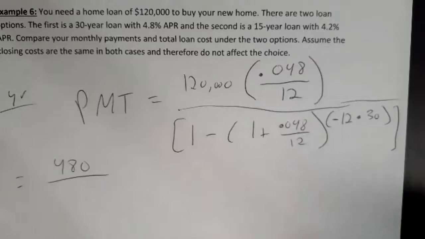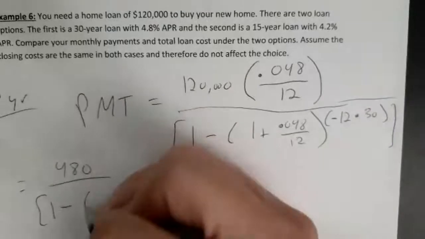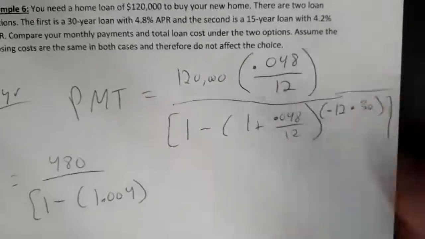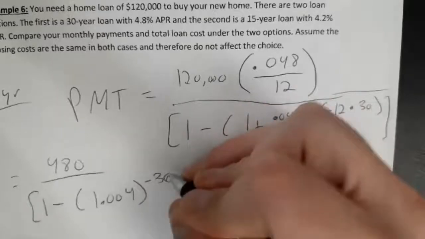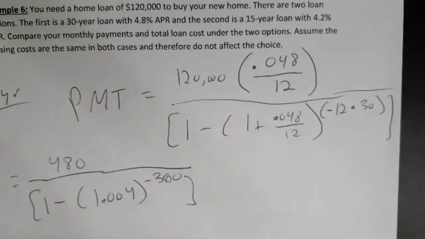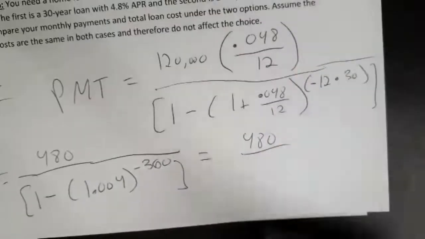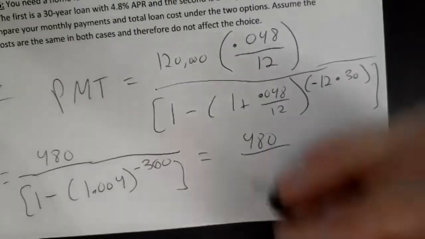Okay, so 0.048 over 12. I'm going to add that to 1. This is going to look like 1 minus. This is going to be 1.004. And I'm going to raise this to the minus 12 by 30, which is going to give me minus 360. So I'm taking 1.004, raising that to the negative 360, and subtracting 1 from the answer I just got. So if I do those two steps on the bottom, I'm raising this to an exponent, and then I have to subtract it. So make sure you do this stuff in the right order.